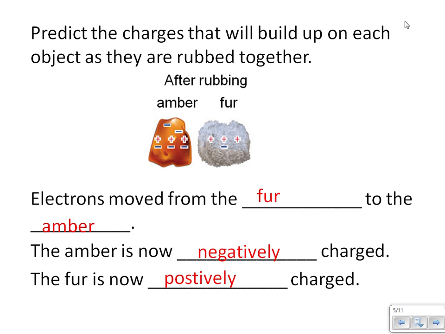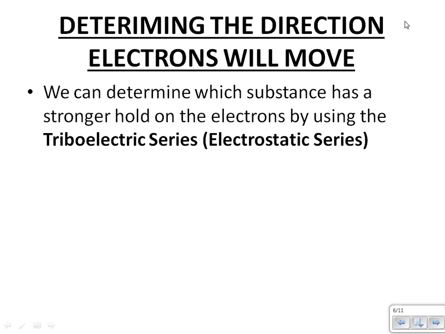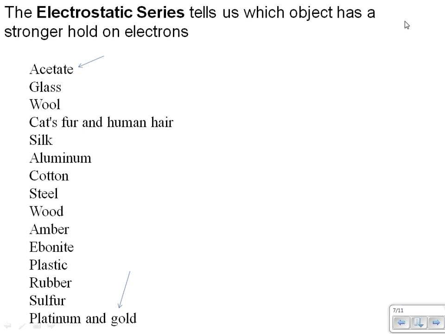All right, so I told you in this example that amber has a stronger hold on electrons than fur does. Great. How are you going to know which direction the electrons will move? How are you going to be able to figure that out? Well, we can determine which substance has a stronger hold on the electrons by using the Triboelectric Series, also known as the electrostatic series. This is a list of a bunch of different substances, and you can use it to tell you which object has a stronger hold on electrons.